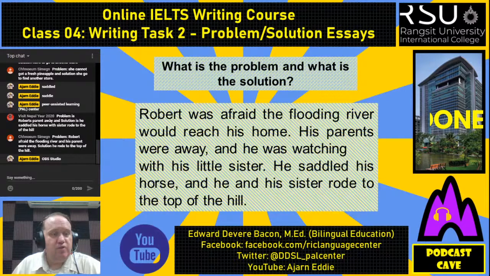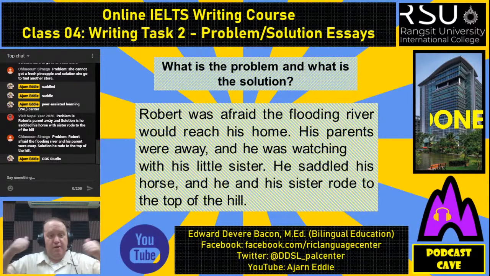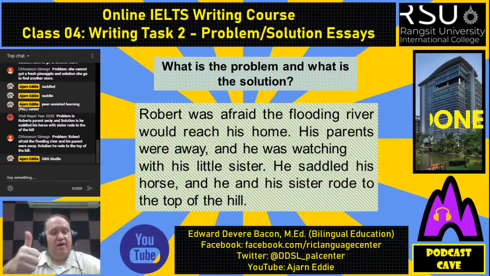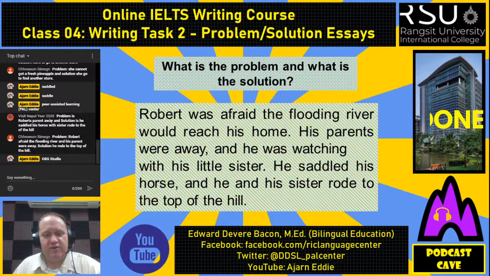Okay, so it said visit Nepal. Problem: Robert's parents are away, and the solution is he saddled his horse with his sister and rode to the top of the hill. Perfect, awesome job there. And then Ming: Robert was afraid of the flooding water, or the flooding river, and his parents were away. The solution is he rode to the top of the hill with his sister. Awesome job, you guys. Very good. All right, let's go to the next one.